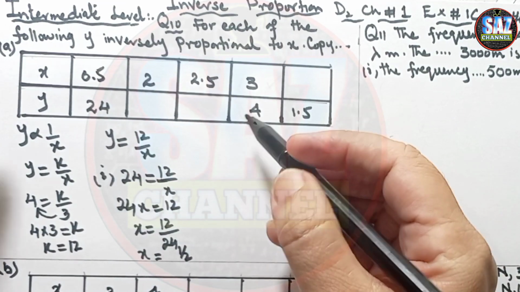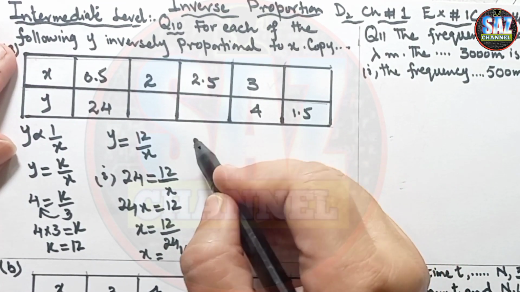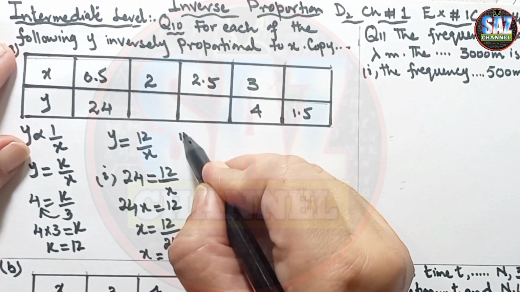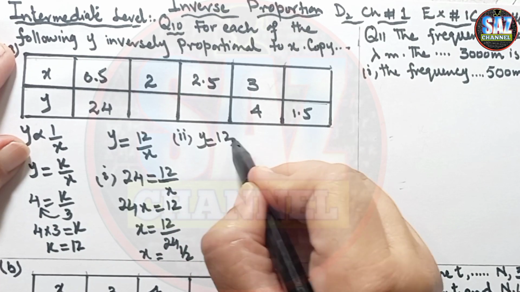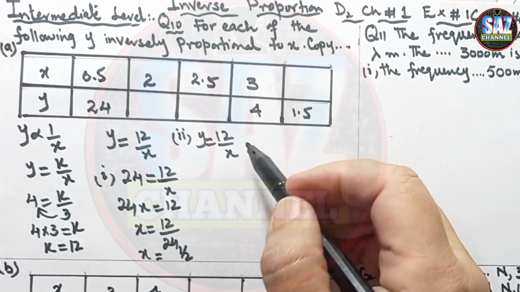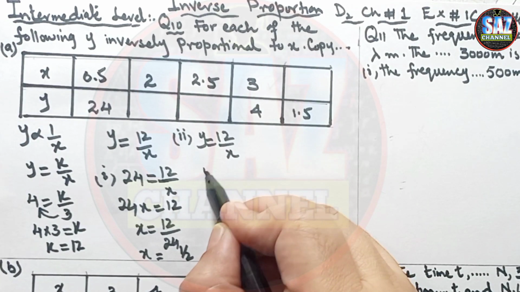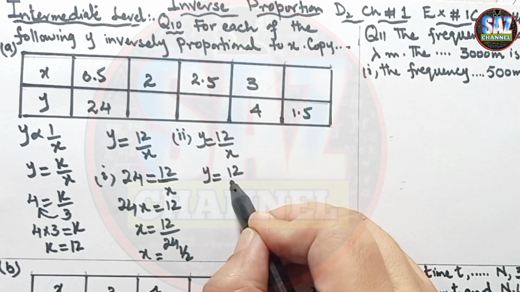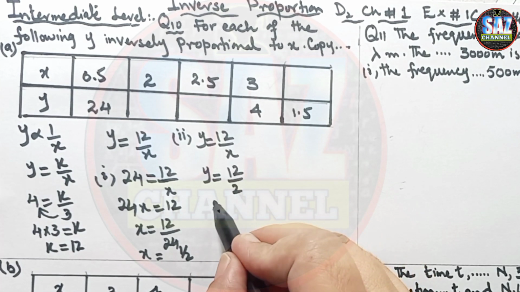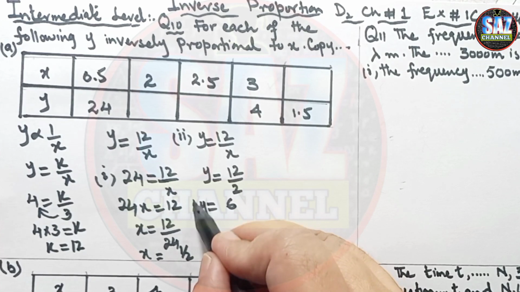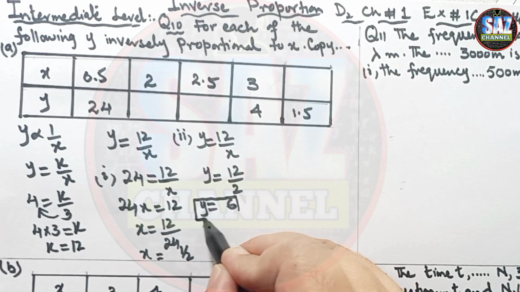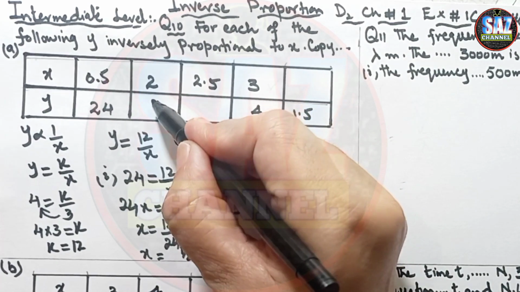Now the next point is x equals 2. Again take the relationship that y equals 12 by x. Instead of x, replace 2. y equals 12 by 2, and y equals 6. This is the value of y for x equals 2.